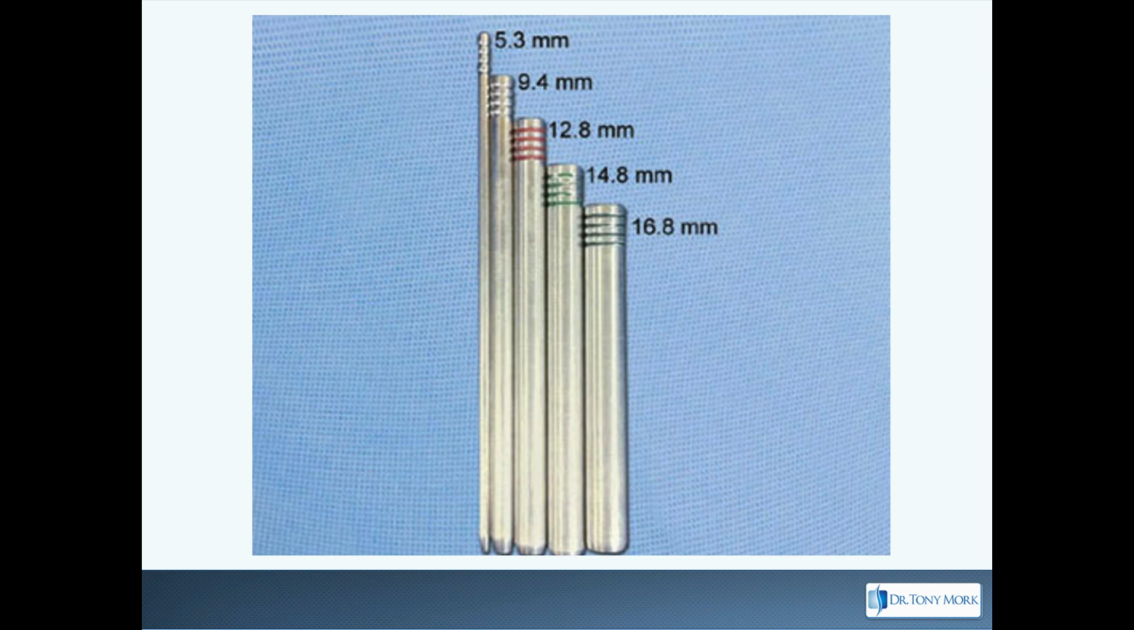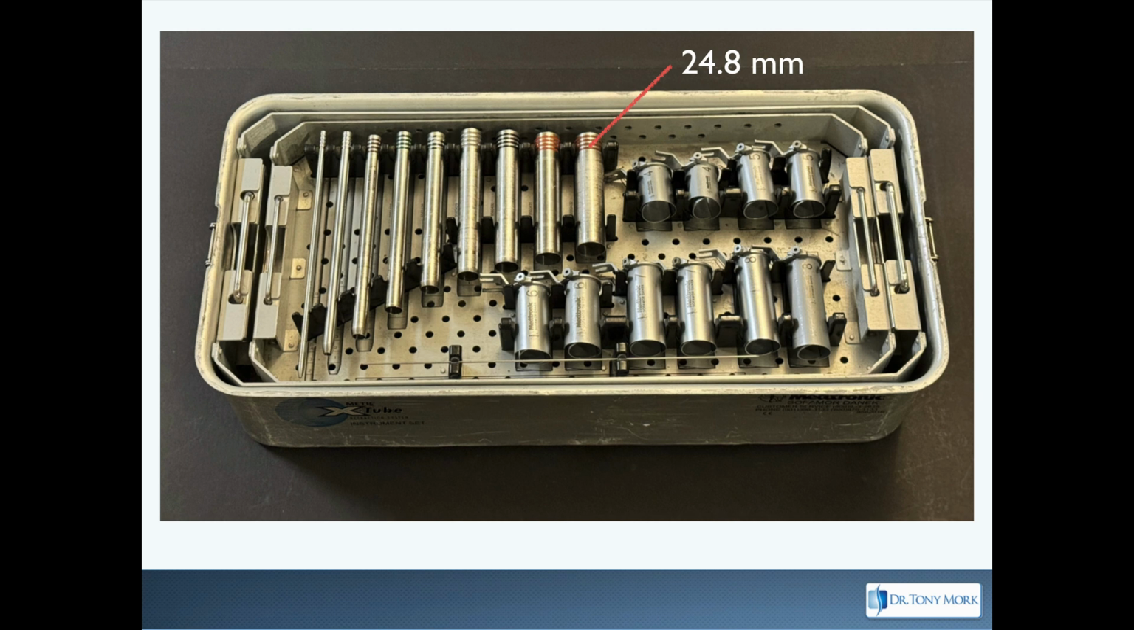Here we see an example of how the tube set goes. You can see on the far left there's a 5.3 millimeter obturator. This is a solid rod with maybe a guide wire put in the center. Next it goes up to 9.4, 12.8, 14.8, 16.8, and really goes all the way up to 24.8, which is an inch or a little bit more in diameter.